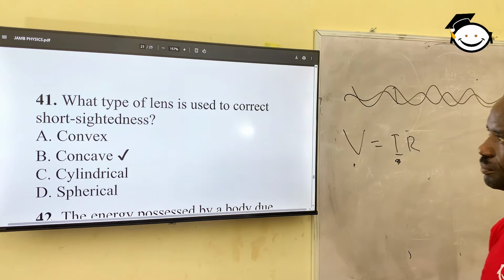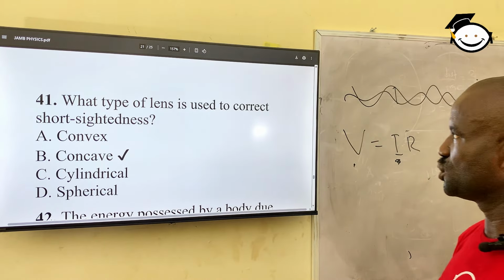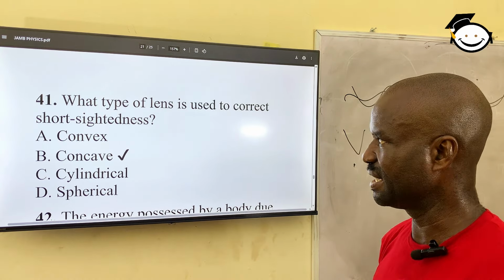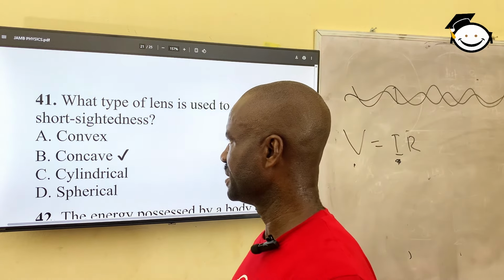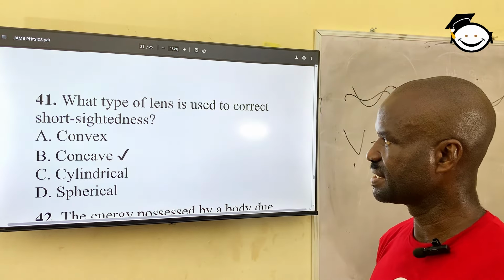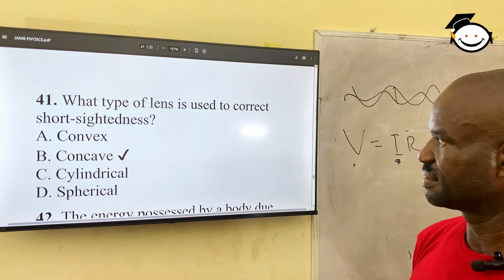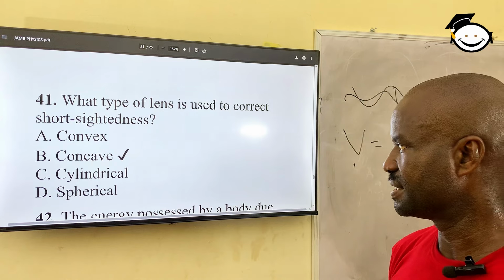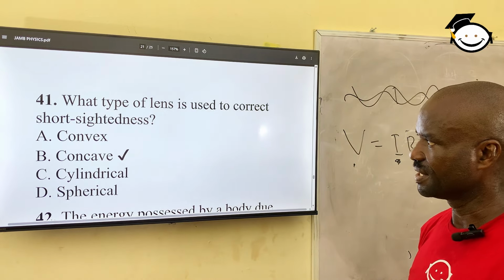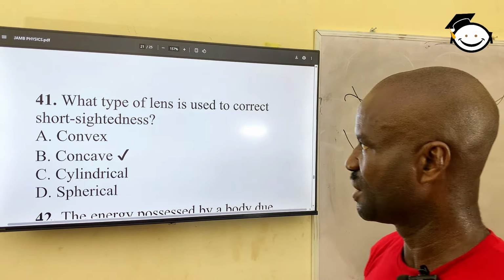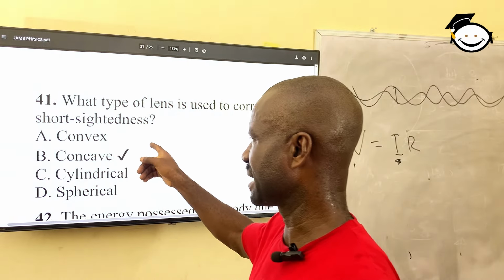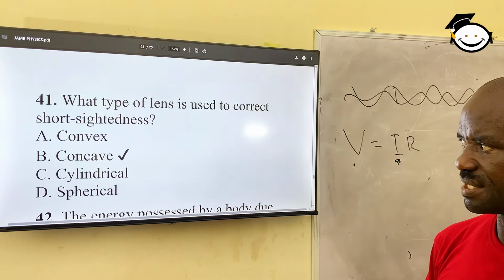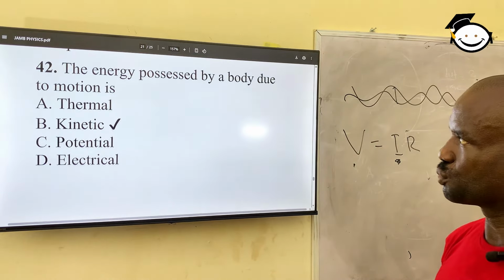Question 41. What type of lens is used to correct short-sightedness? A, convex lens. B, concave lens. C, cylindrical lens. D, spherical lens. The correct answer is concave lens. Why can short-sightedness be corrected by a concave lens? Long-sightedness is corrected by what? Convex lens. Then 42.